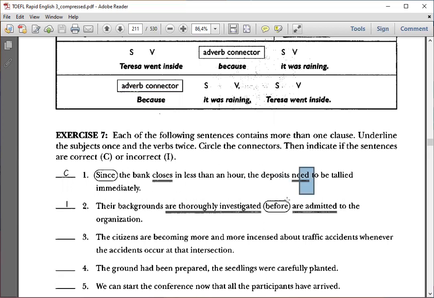Number 2, what we analyze. Connector first, there is, okay. Their backgrounds are truly investigated, correct, yeah, subject verbs. Directly, this is verb. So where is the subject? We have agreed, yeah. We have agreed that if we found connectors, you have to put subject verb and subject verb. So double subject and double verb.